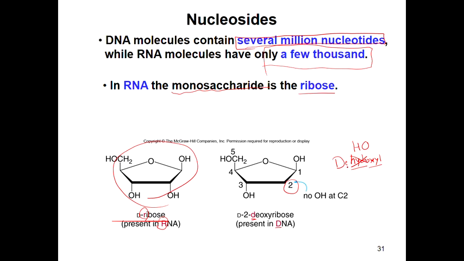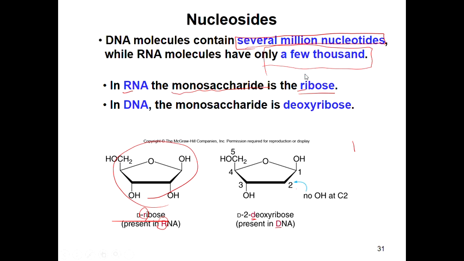We call it desoxy. Desoxy means we don't have OH here. So this is the desoxyribose, and this is the ribose. So we don't have the same monosaccharide for RNA as for DNA. For RNA, we have ribose, and for DNA, we have desoxyribose. So this is another difference between them.